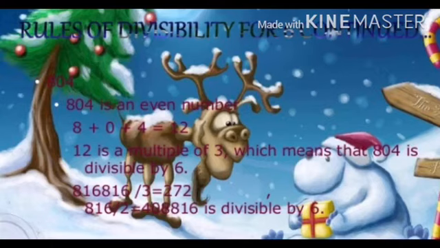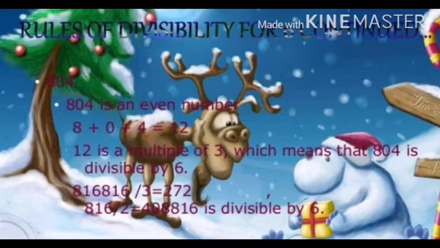804. The number ends with 4. So 804 is divisible by 2, because the divisibility rule of 2 is: if the number ends with 0, 2, 4, 6, 8, the whole number is divisible by 2. And 804 is divisible by 3 also. Let us check. 8 plus 0 plus 4 is equal to 12, and 12 is divisible by 3. It means it is divisible by 3 also.